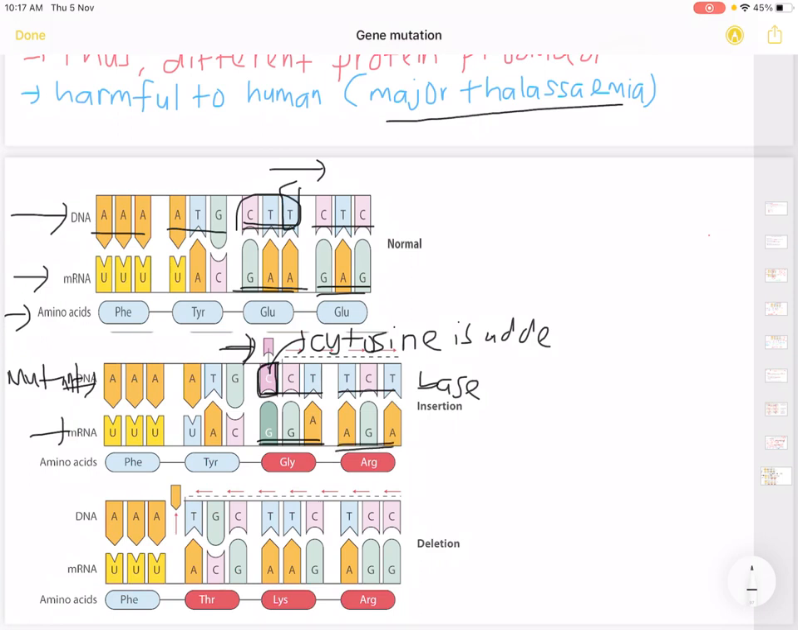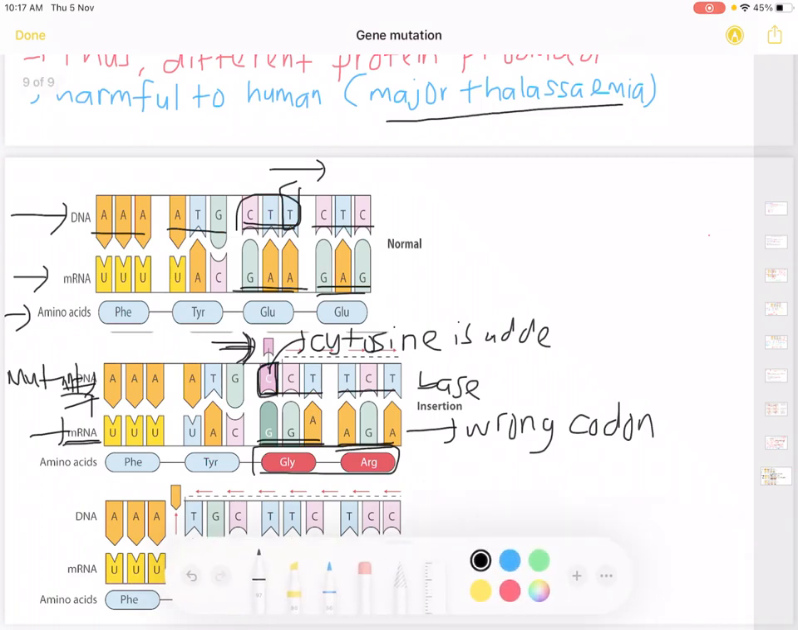So, starting daripada point of mutation, kita tambah cytosine tadi, keseluruhan bacaan pada DNA akan berubah, menyebabkan bacaan pada mRNA berubah. Bila bacaan pada mRNA berubah, dia akan menyebabkan kita menghasilkan wrong codon sequence. So, bila kita hasilkan codon sequence yang berbeza, maka amino acid kita yang terhasil pun berbeza. Sama juga dengan base deletion.